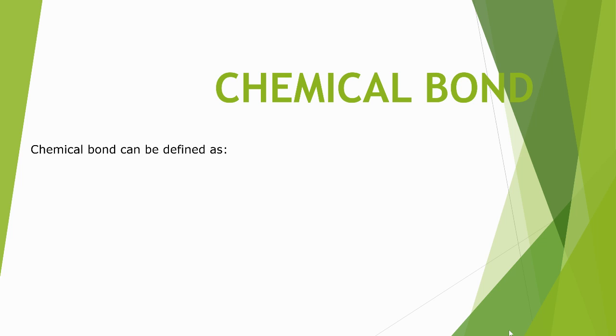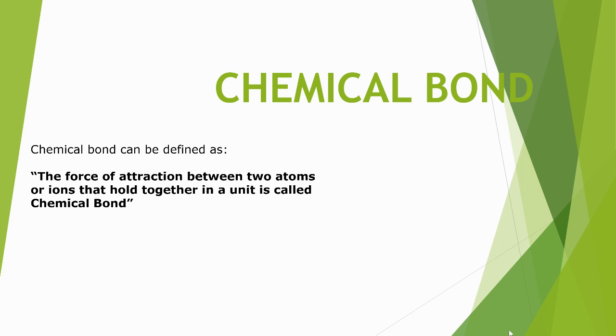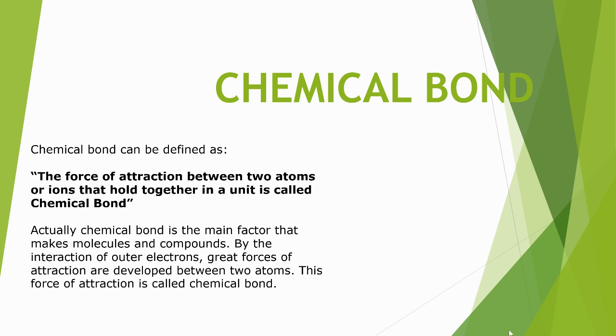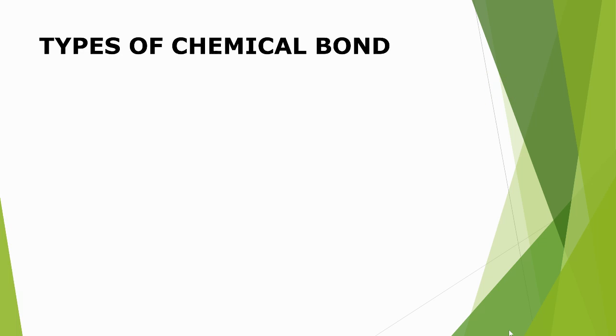Chemical bonds. What are they? Chemical bonds can be defined as the force of attraction between two atoms or ions that holds them together in a unit. Actually, chemical bond is the main factor that makes molecules and compounds. By the interaction of outer electrons, great forces of attraction are developed between two atoms. This force of attraction is called chemical bond.